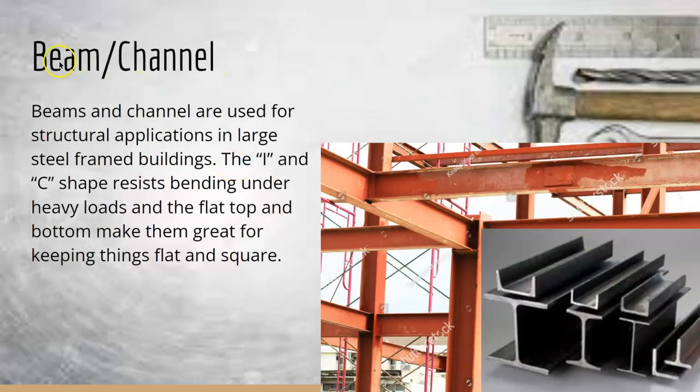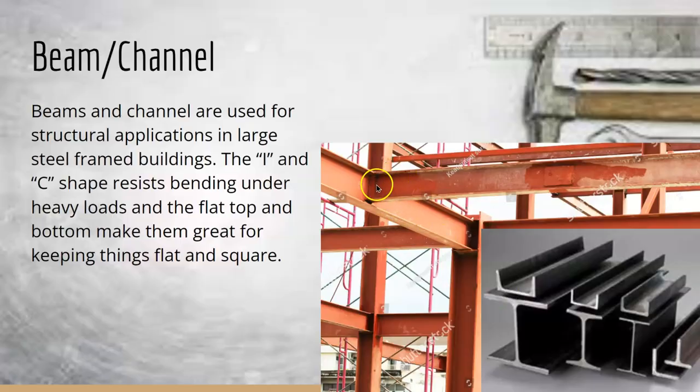So something like beams or channels are used as structural applications for large steel frame buildings. If you look at a semi going down the road, the back of their trailer is likely an I-beam frame. Okay, the I shape, this is a nice I-beam. And then C-shaped is channel, and so C channel is the same one as here. Because of the way they're formed, it makes them much stronger. They're not able to bend as easily, right?